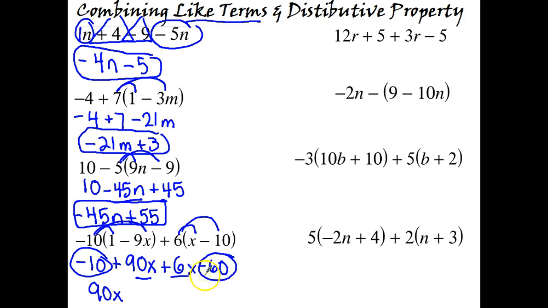Negative 10 and negative 60. You will not write negative 50. You will not make that mistake with your life. 10 in the hole. And I end up with 60 more in the hole. I am 70 in the hole. Negative 70. There's nothing to combine here. I am done.